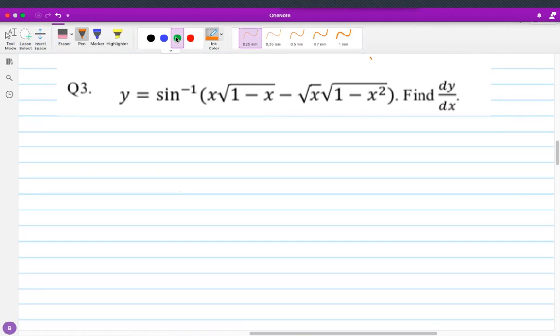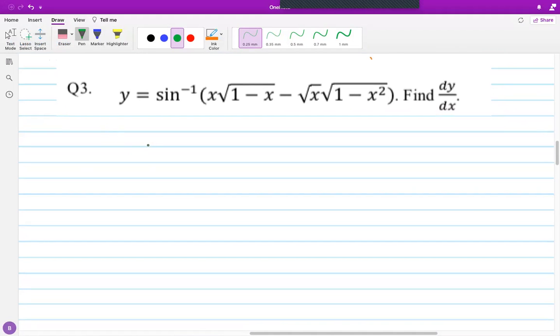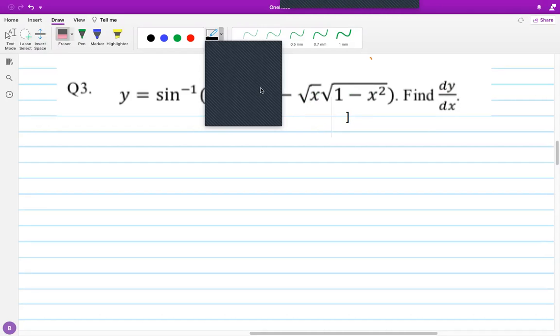Question number 3: y is equal to sine inverse of x times root of 1 minus x, minus root x times root of 1 minus x square. Find dy by dx. It's a simple question, students. What you have to do is, you know that two things are being multiplied, right? So what can I think? The only process I can think about is substitution.